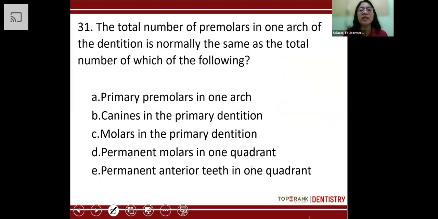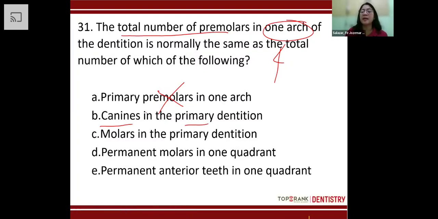Number 31, the total number of premolars in one arch of the dentition is normally the same as the total number of which of the following? Primary premolars. There's no such thing as primary premolars. Canines, in a primary dentition, ilan ba? Ilan ba ang premolar sa isang arch? How many premolars in one arch? 4. Very good. Ilan ang canines natin sa isang arch? Primary. Ilan? 2. So hindi pwede, wrong.